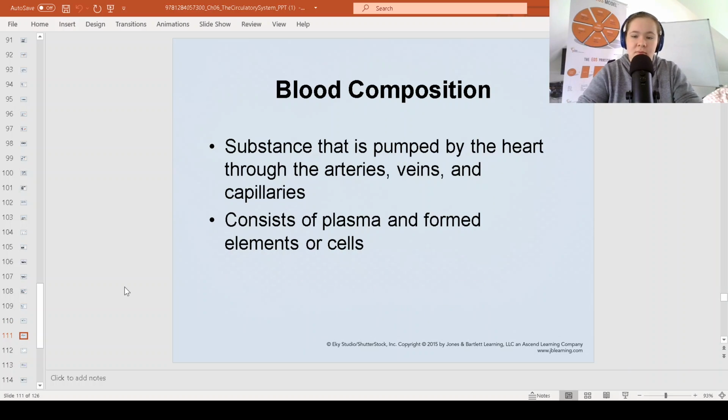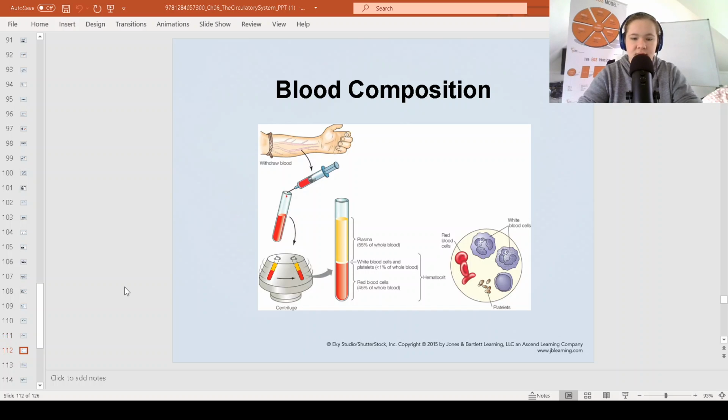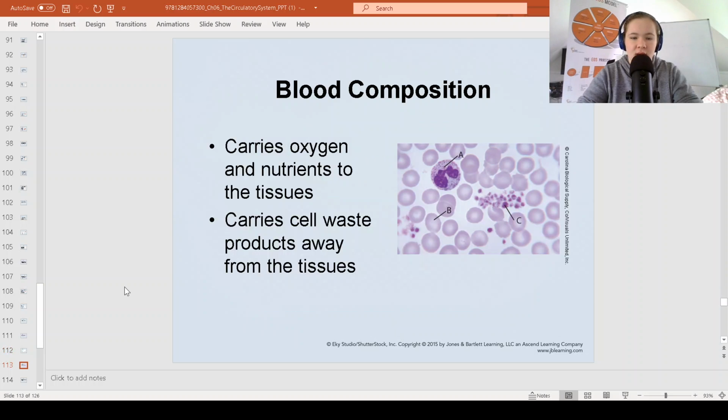Substance that is pumped by the heart through the arteries and capillaries is blood. Blood composition consists of plasma and formed elements, or cells. So here we have blood composition, and in the centrifuge, we can see the plasma and the white blood cells as they separate. Blood carries oxygen and nutrients to tissues, and carries cell waste and products away from the tissues.